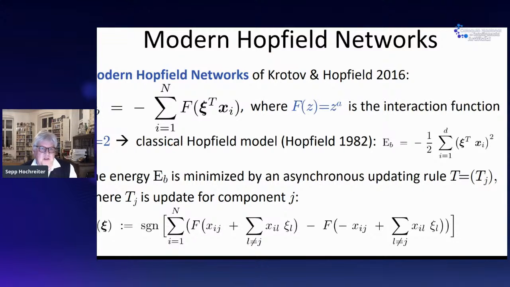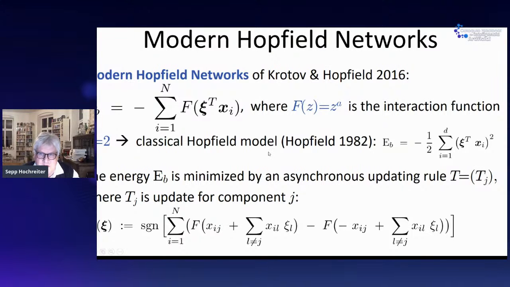If a equals 2, then we have the classical Hopfield network. It's the Hopfield network I showed you before, where this term was the important term, except a linear term. But if we have different a, like 3, 4, or higher, then we have new properties. I come to these new properties.